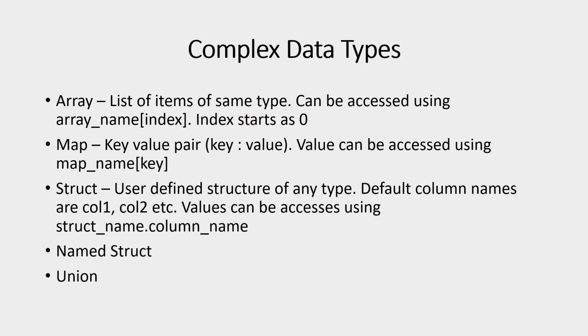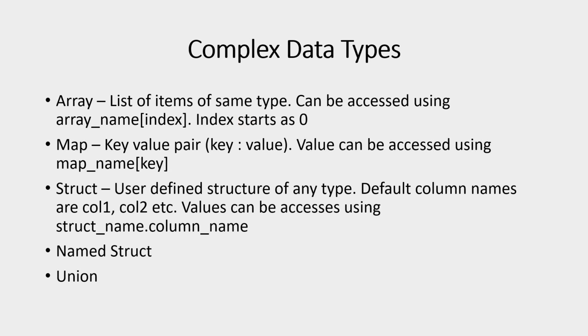And the map is a key value pair. They can be accessed using the name of the key. Structure: in structures you can use different kinds of data types. You can mix them up, and if you don't give any column name, you can call those values with the column names as column 1, column 2, and so on. And the structures can be accessed, if you have a column name, with that column name.